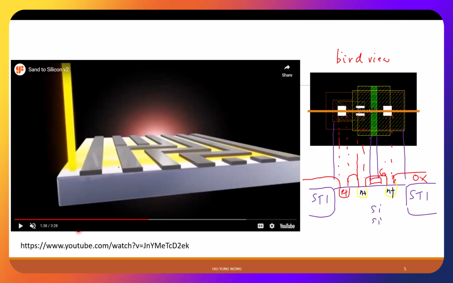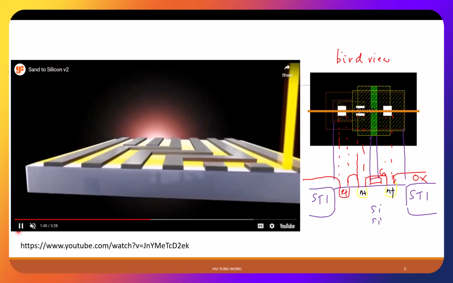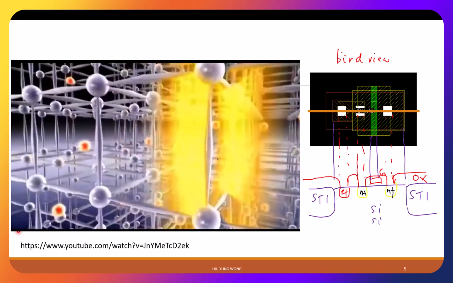I don't know what the technology is now. The reason is to avoid the dopant diffusing too far, right? And that's why you see it is scanning. You use the laser to scan through the wafer to activate them.